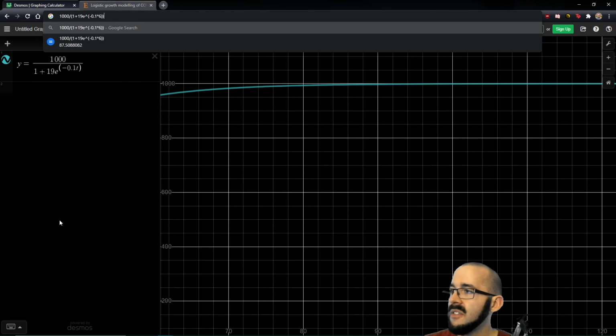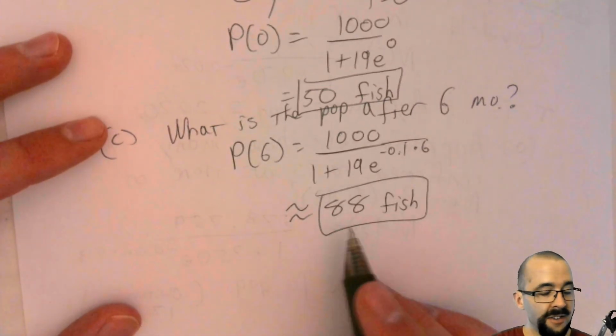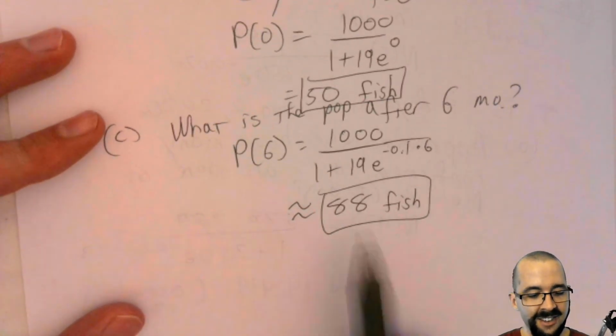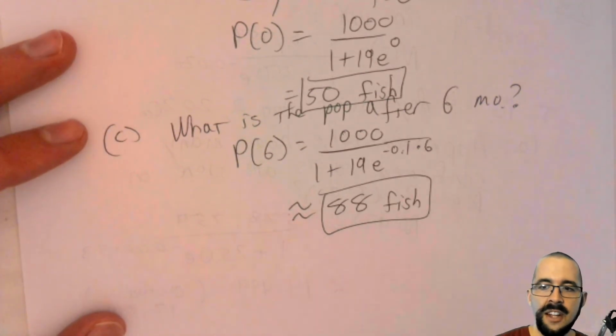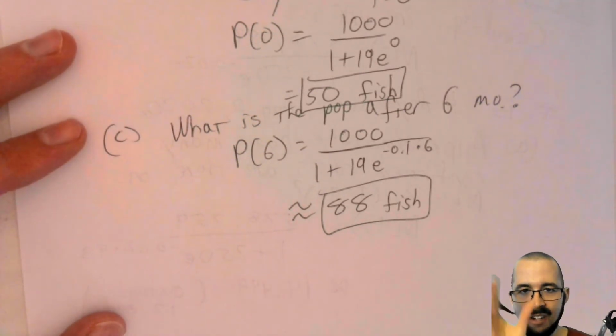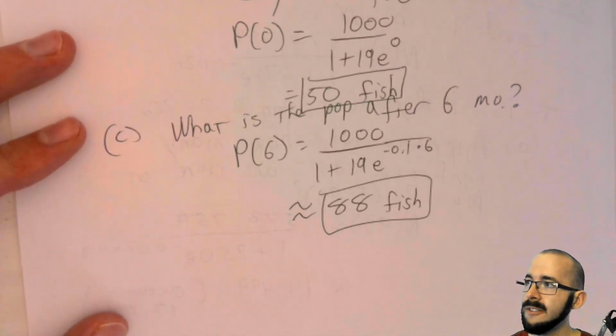So we started with 50 fish. After 6 months, they're not reproducing very fast. Okay, we have 88 fish. All right. That's why we had to zoom out in our graph, right? We zoomed out to 5 years to really see that full shape of the logistic growth model.